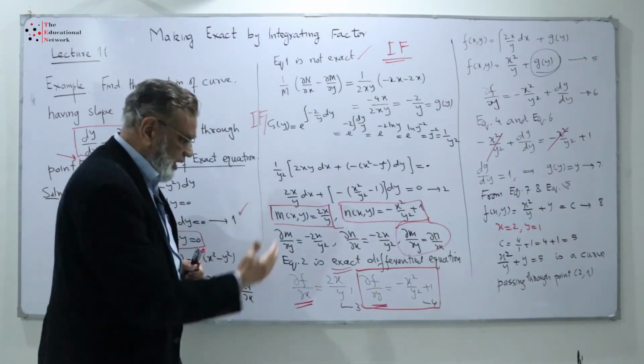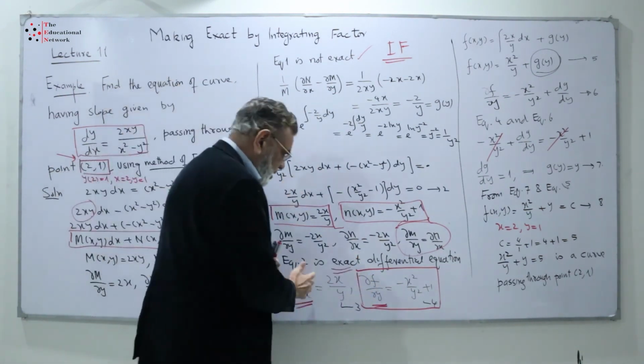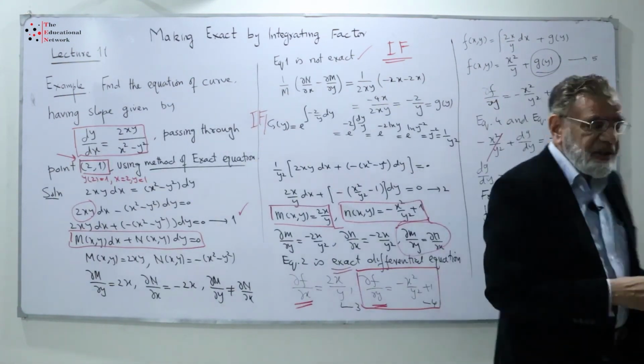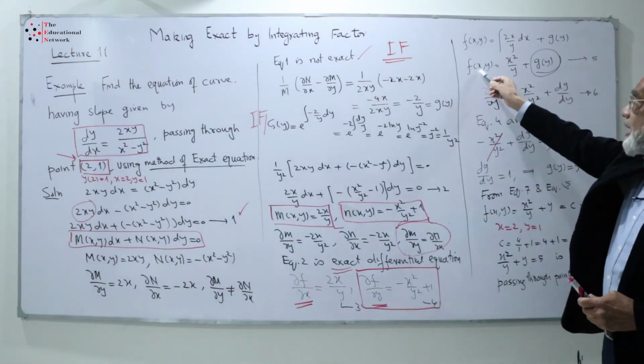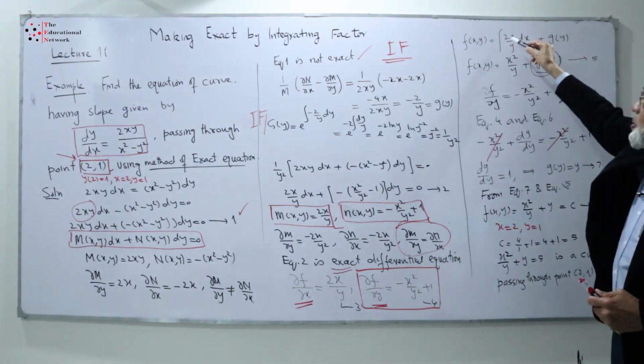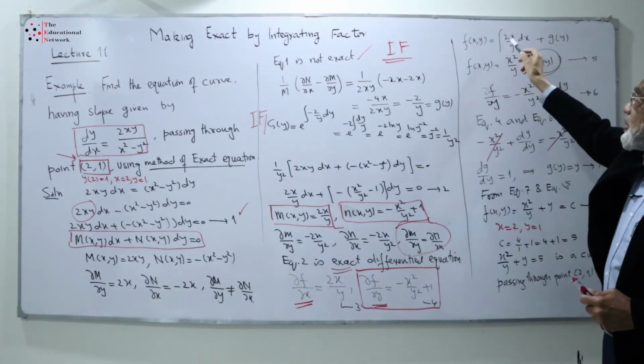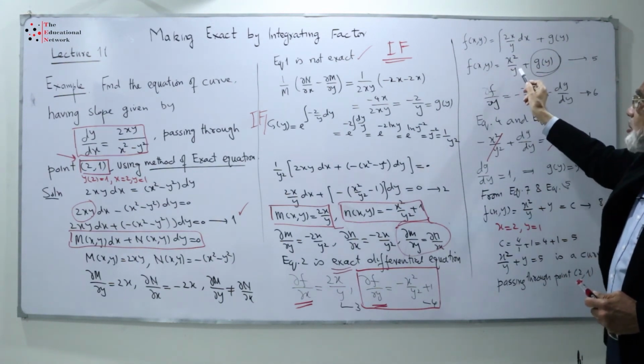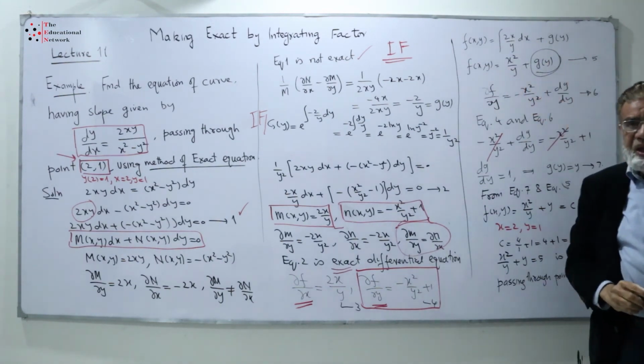So as I mentioned, we can start from here or we can start from here. We start from x and we integrate both sides with respect to x. I get f(x,y) equals the integral of 2x over y dx plus a constant with respect to y. 2 and y are constant, therefore x is x squared by 2, and we get x squared by 2 plus g(y).